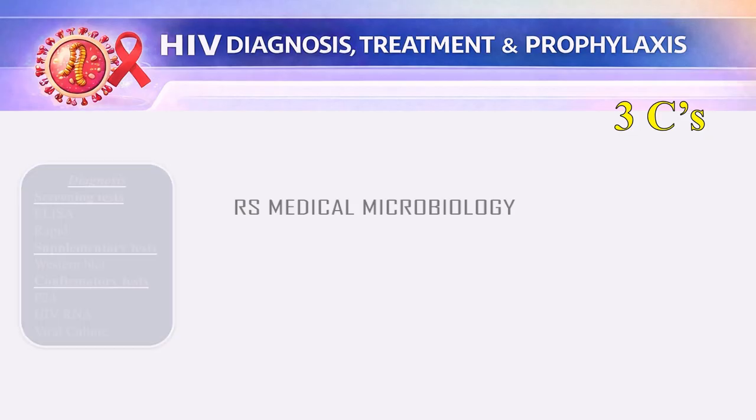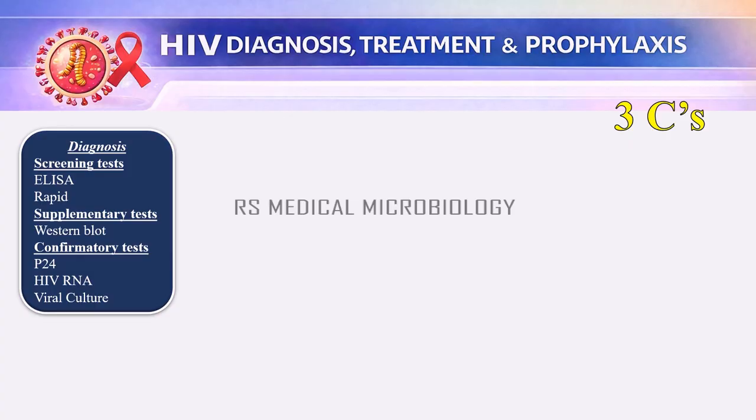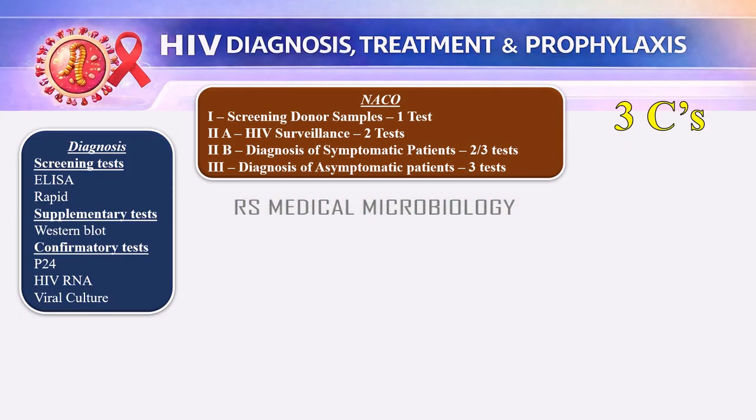So, to sum up, finally, you have the diagnosis where you have 3 types: the screening test, supplementary test, and confirmatory test. The NACO guidelines basically talk about the screening type 1 for donor samples, where you use one test. The algorithm 2A talks about HIV surveillance, where you use 2 tests. The algorithm 2B is about symptomatic patients.